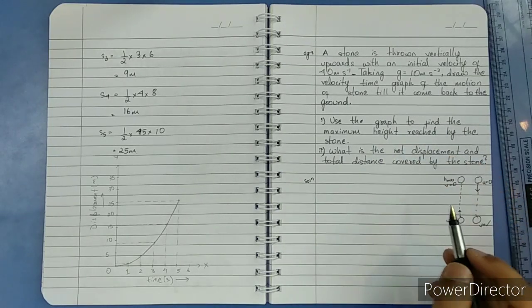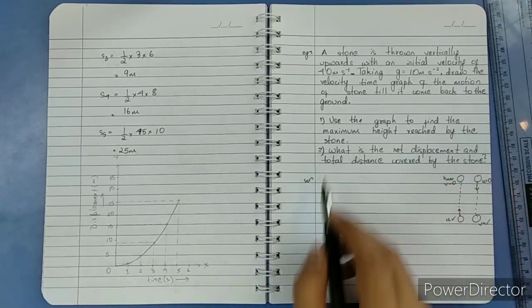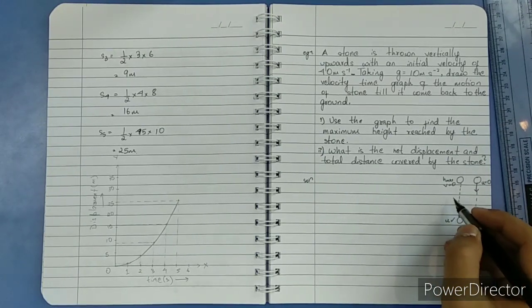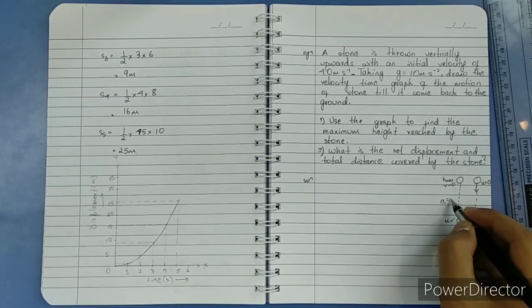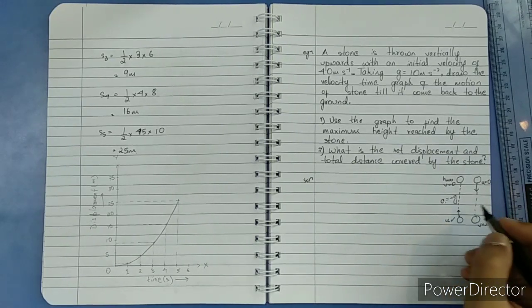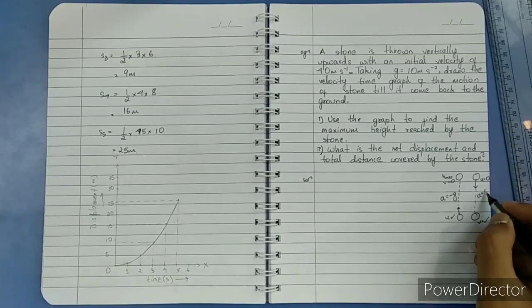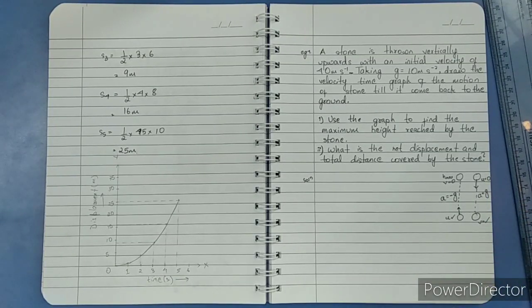So use the graph to find the maximum height reached by the stone. While going upwards, it is going against gravity. So over here a will be equal to minus g, and while coming down it is coming along with gravity, so a will be equal to g. So first we need to draw the velocity time graph.